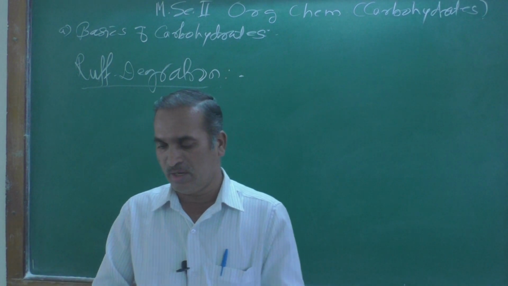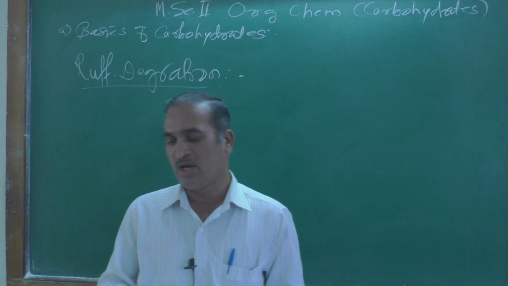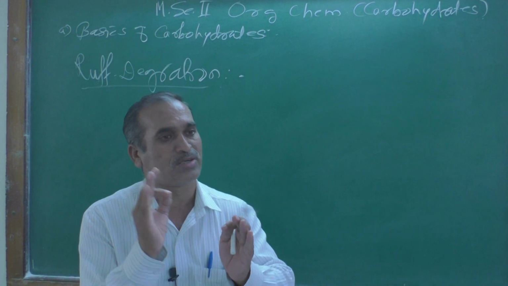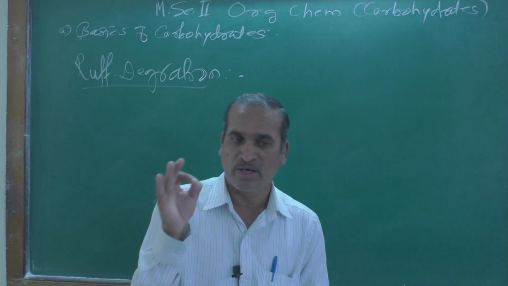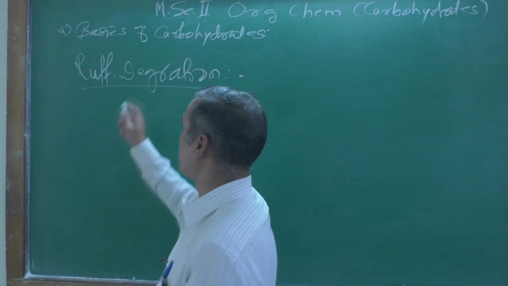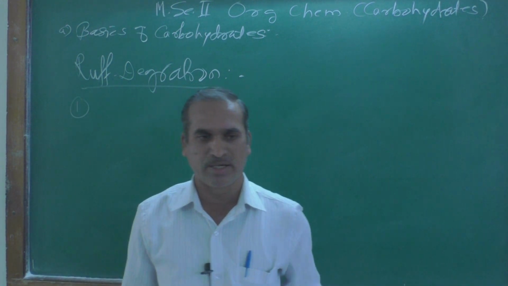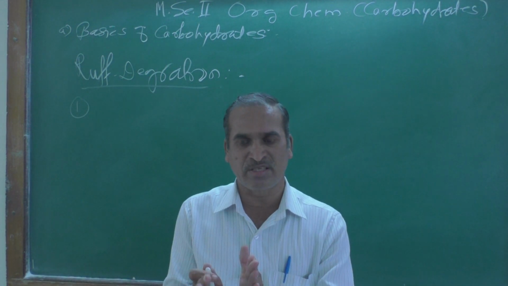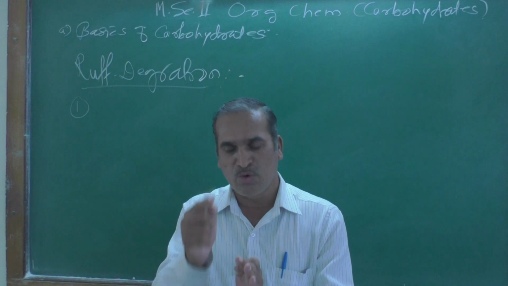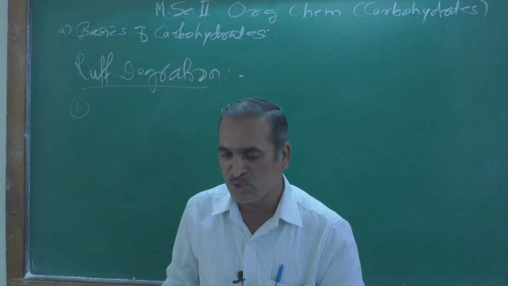In 1898, there are certain rules, or what we can call certain steps, for Ruff degradation. Remember the first one, Ruff degradation. The first point to remember here is how we can decrease one carbon atom, how we can convert the hexose into a pentose.